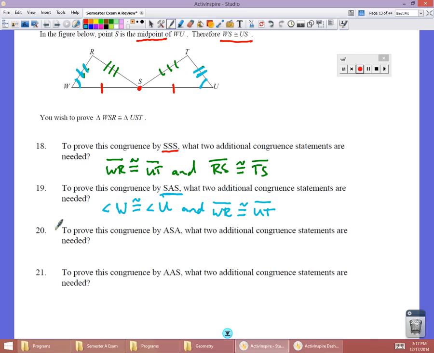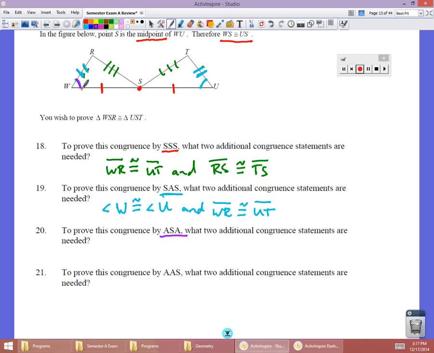Alright, for number 20, let's pick a different color again. This time we're going to go with this purple color. And this time we want to use angle side angle. So to prove this congruent by angle side angle, what two additional congruent statements are needed? So again, we have the given information, which are the red sides. We need angle side angle. So the side has to be included and in between the two angles.